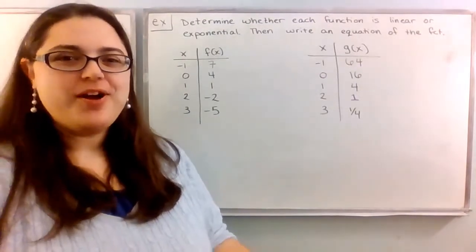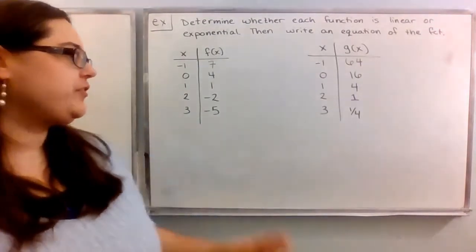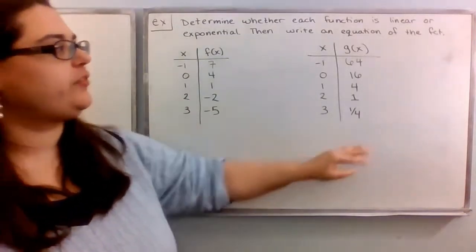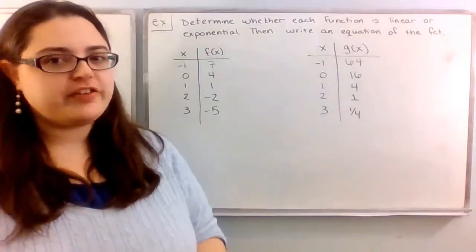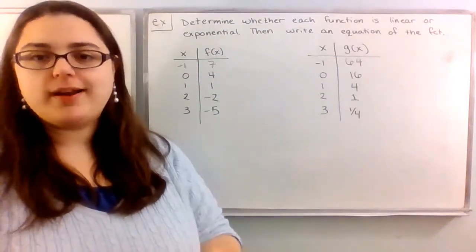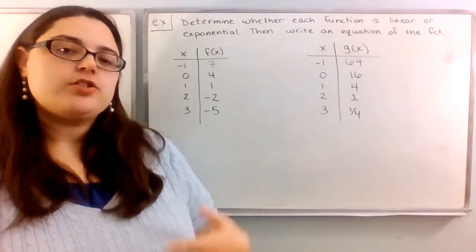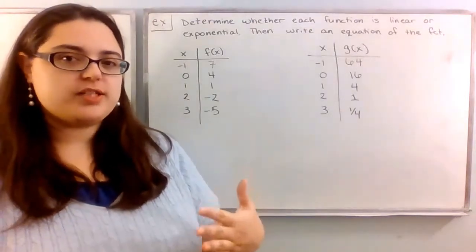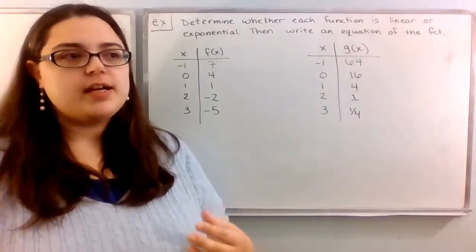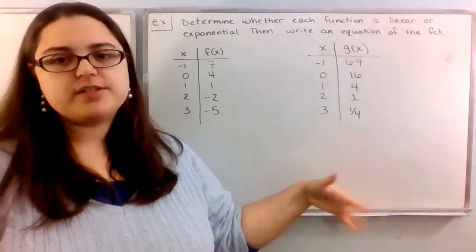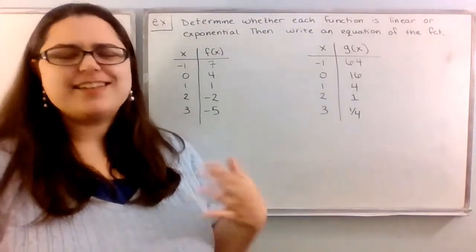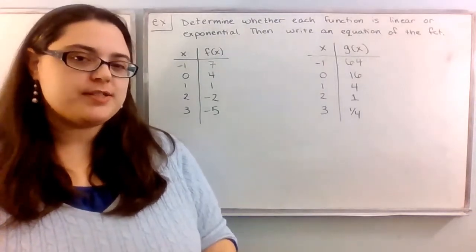For this example, we're going to look at these two different tables. We have one for f of x and another table for g of x. We're going to determine whether each of these functions is a linear function or an exponential function. A linear function is going to increase by its slope, and an exponential function is going to increase by its growth factor. I said increase, but it could be increase or decrease, right?